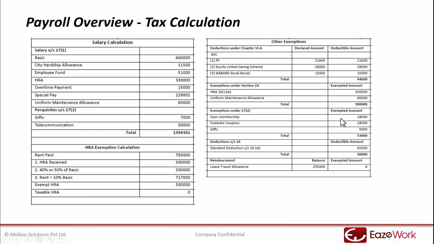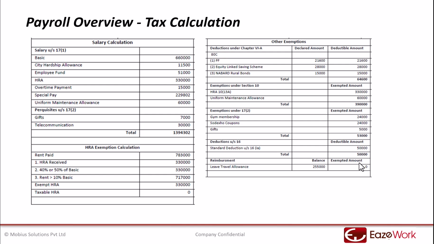If you are participating under some reimbursement schemes, you will have exemption to section 17(2) shown separately. There is a standard deduction of 50,000 rupees, which might change over time, which is shown here separately. And reimbursements, which are a part of your salary, are shown in a separate category. If you have claimed the reimbursement, then the exempted amount will also be shown.